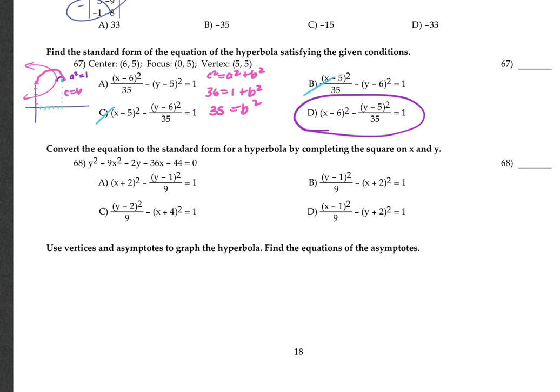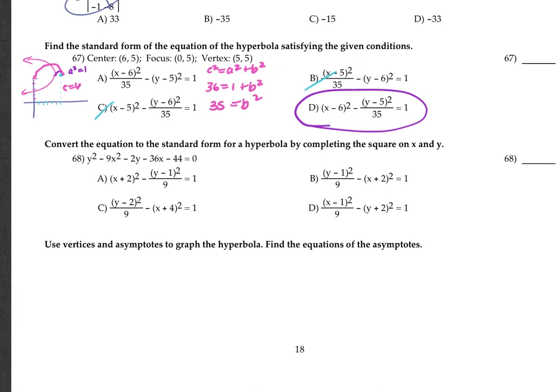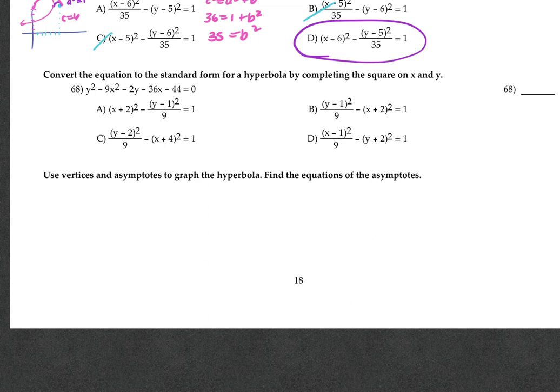All right, 68 is your standard form of the hyperbola, so I'll go back to that one. You're going to complete the square. It will be a hyperbola. The directions are cut off on this page, but it says use the vertices and asymptotes to graph the hyperbola, then find the equation of the hyperbola.